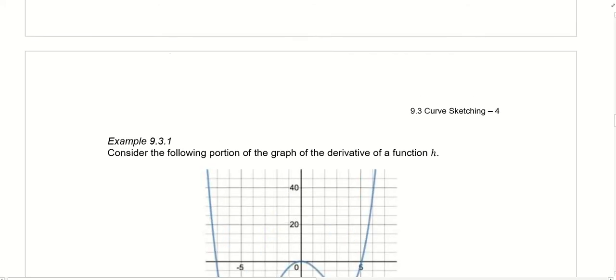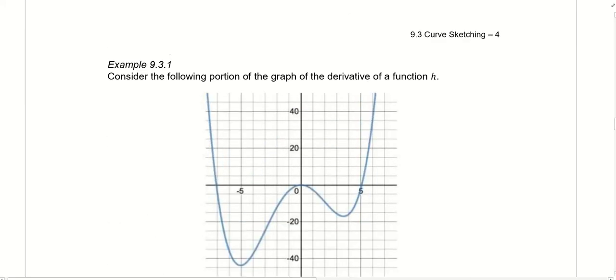So let's take a look at this first one. And I actually think this is one of the dino problem questions from topic 9. So if you've seen this before, it just means you've been doing the dino problems. But we'll do it here together and see how to work through this. So in this example, 9.3.1, we're considering the following portion of the graph of the derivative of a function h.